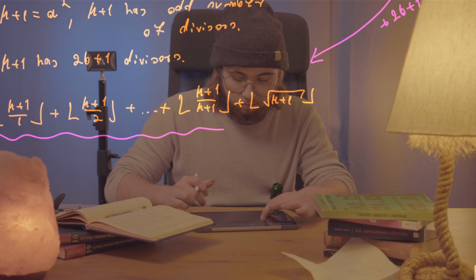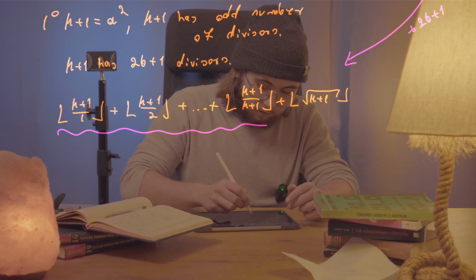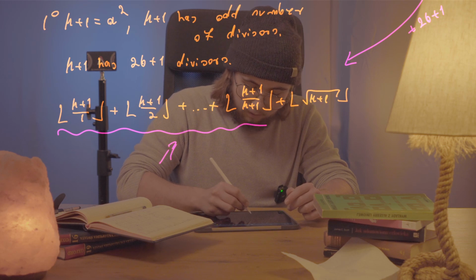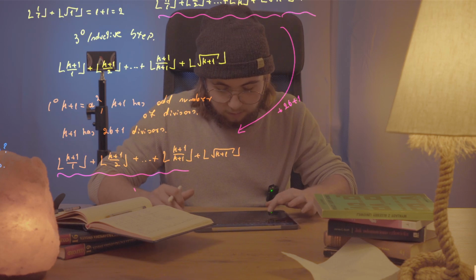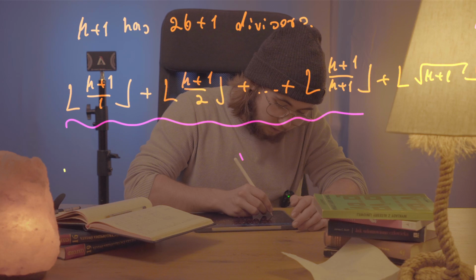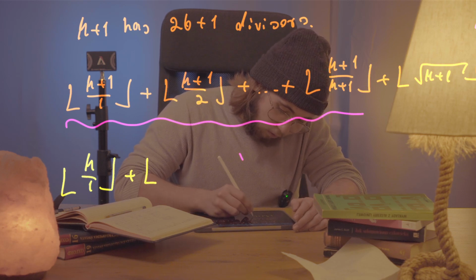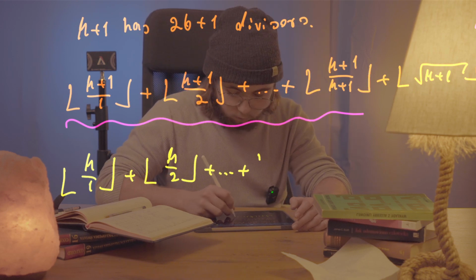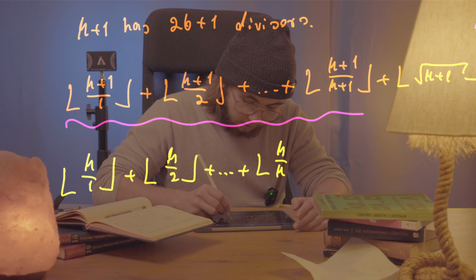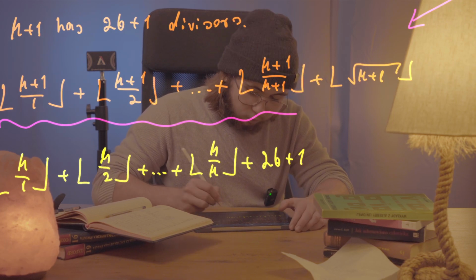And so we can go on and say that this thing I underlined here in pink, we can rewrite it as stuff from the inductive assumption, which is just the floor of k over 1, the floor of k over 2, stuff like this, until we get to the floor of k over k, and then we just add those 2b plus 1.